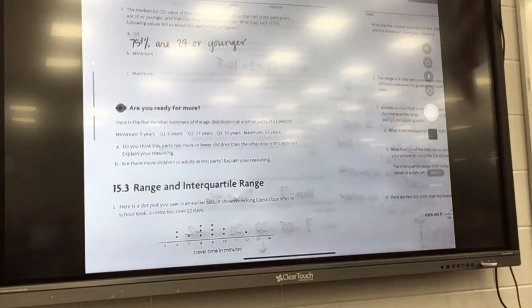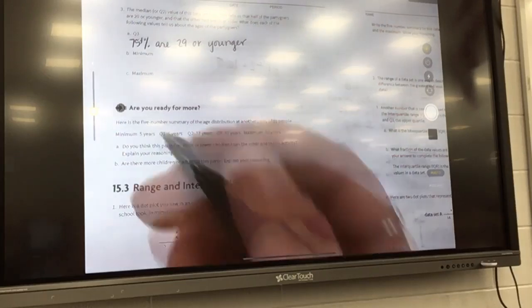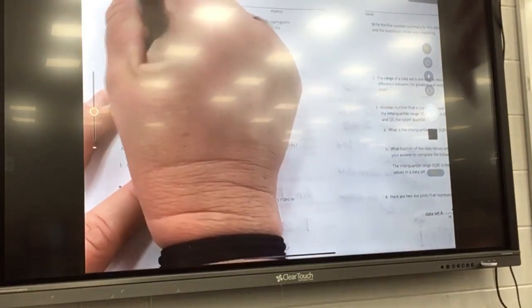Okay. All right, what do we know about our minimum? So our minimum was 7, right? What do we know about our minimum number? What do you think? The youngest you can be is 7. The youngest you could be, or the youngest is 7? Yeah. We'll say the youngest party goer.